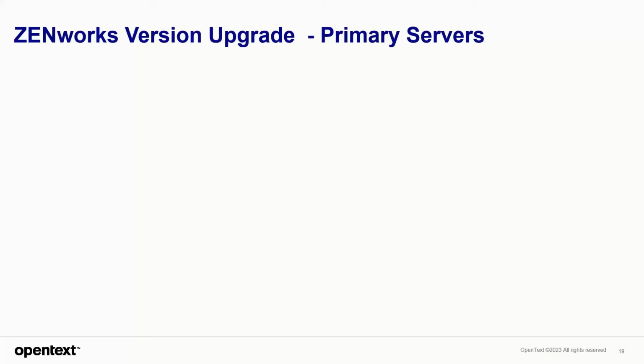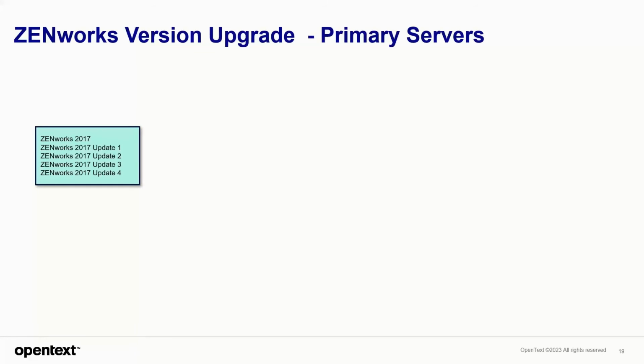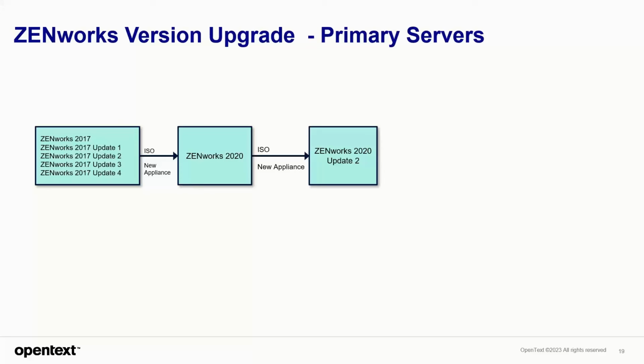There are different upgrade paths for primary servers and managed devices. So let's talk about primary servers. If you're on any version of ZENworks 2017, that means either 2017 itself, update 1, 2, 3, and 4, you can directly upgrade your primary server to ZENworks 2020 using either the media installer available in the form of an ISO, or if you're running the ZENworks 2017 appliance, by migrating to the ZENworks 2020 appliance. Once all of your primary servers are on ZENworks 2020, you can then skip ZENworks 2020 Update 1 and directly upgrade your primary servers to ZENworks 2020 Update 2.